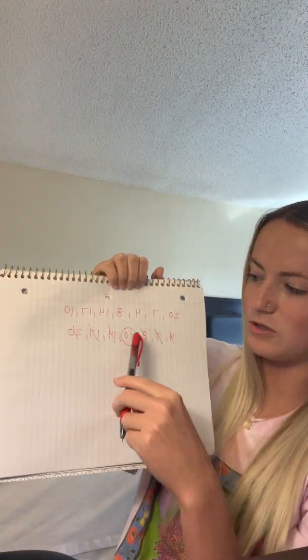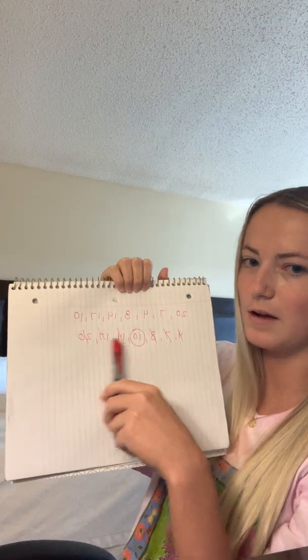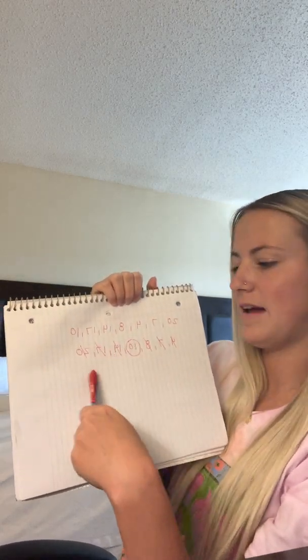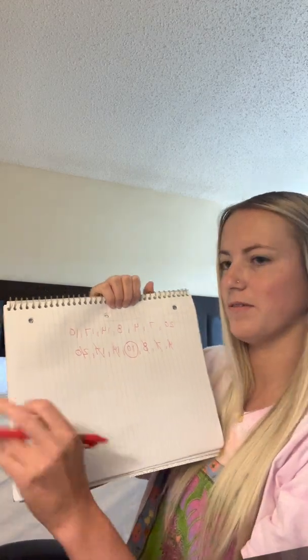And say we had two numbers left here, say we had an even amount of numbers, we would take both of those numbers, add them together, and then divide by 2, and that would give us our median. But in this case, we have an odd amount of numbers, so we don't have to do that. So our median is 10.